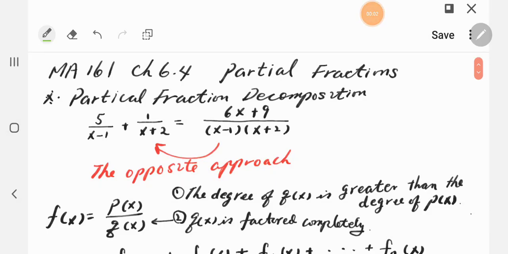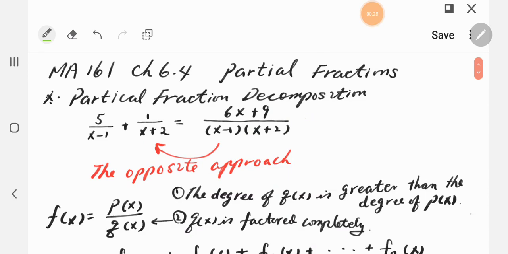Chapter 6.4 Partial Fractions. In this section, we will learn partial fraction decomposition. Let's say we want to add two fractions. Once you add them, we find an LCD and then write one fraction like this. Partial fraction decomposition is the opposite direction.